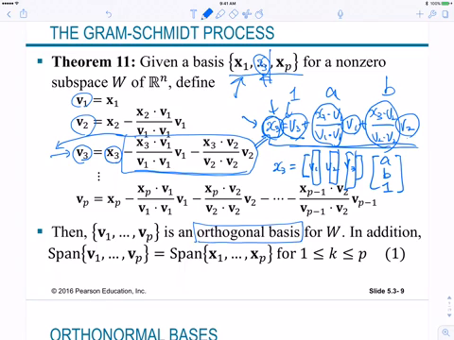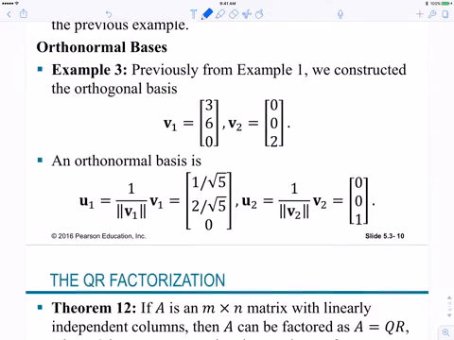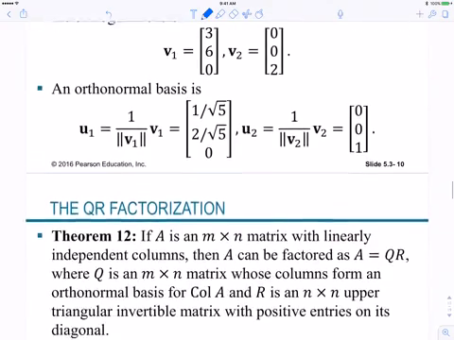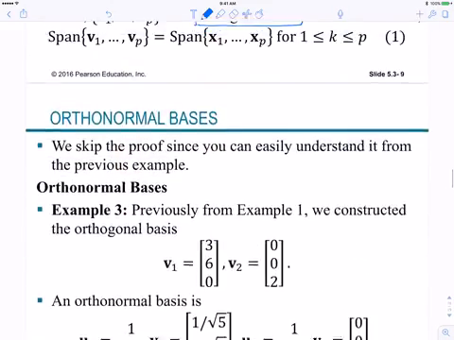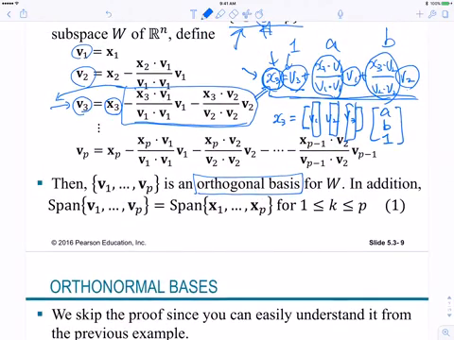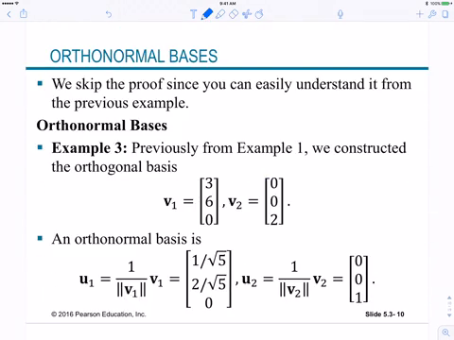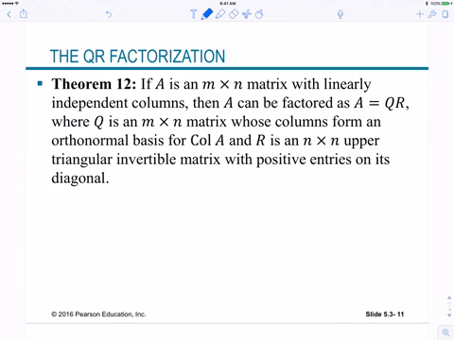Okay, so this is the Gram-Schmidt process, and then the orthonormal basis is a simple one. Once we created this orthogonal set or orthogonal basis, we can just normalize each vector so that their length is 1. And then this QR factorization is a matrix multiplication form obtained from the computation of this Gram-Schmidt process.